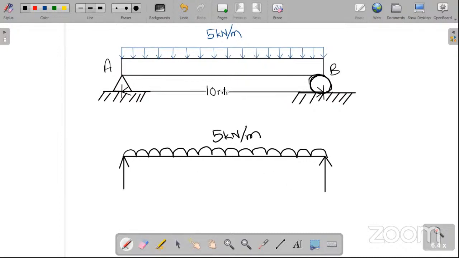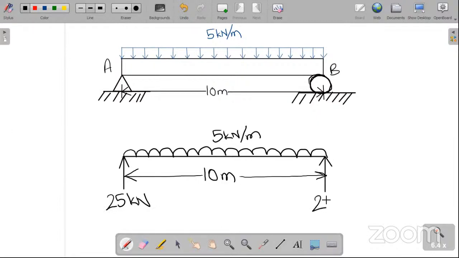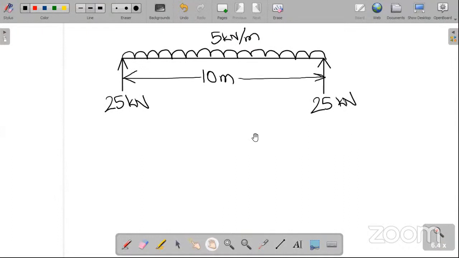5 into 10 is 50. And let me just put the distance here. Distance is 10 meters. So 5 into 10, 50. The total load is 5 into 10, 50 kilonewton. So that 50 kilonewton will be divided equally on both the supports. So this will be 25 kilonewton, and this will also be 25 kilonewton. So 50 kilonewton of load is divided equally on two sides, 25 and 25.